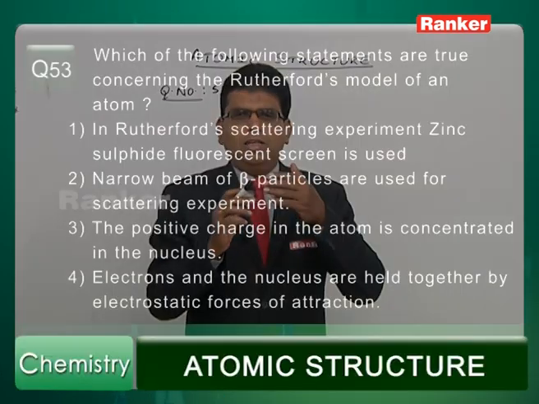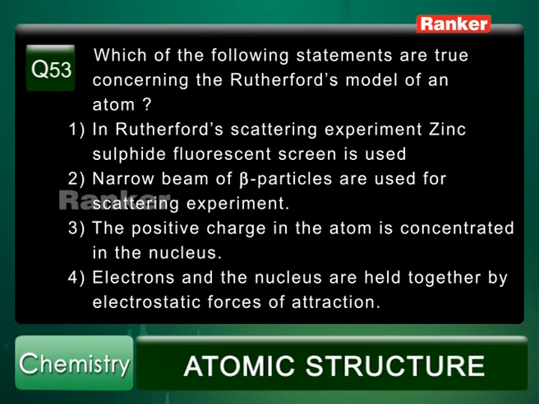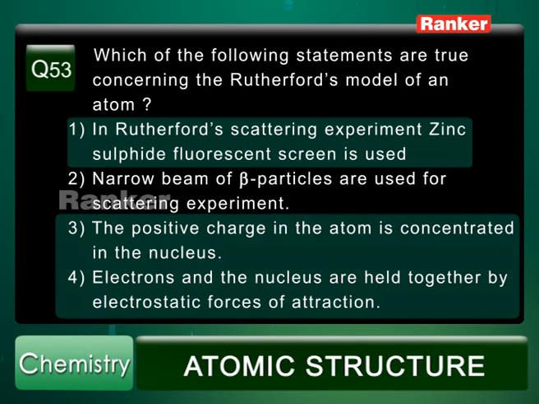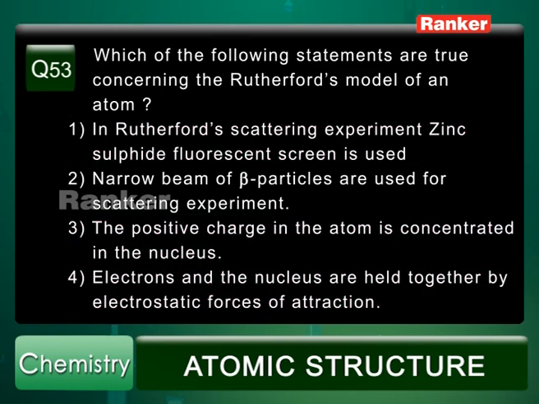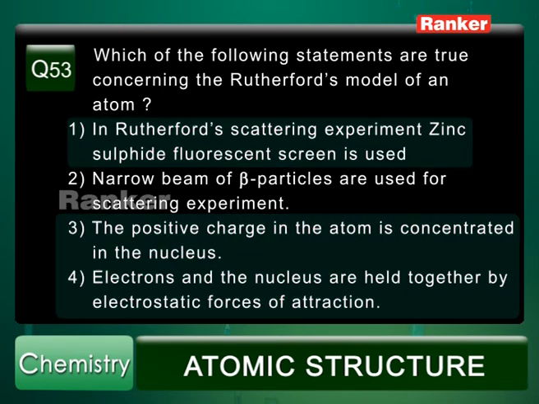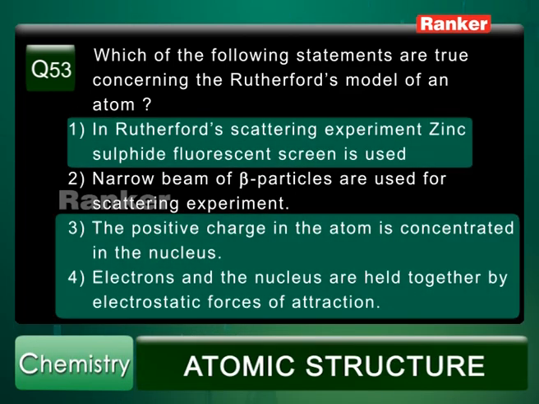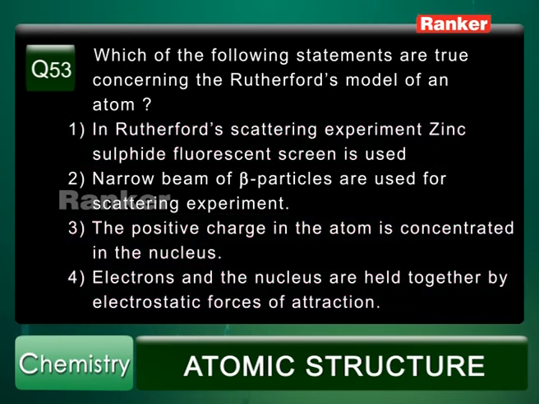The positive charge in the atom is concentrated at the center. Yes, it is correct. Electrons in the nucleus are held together by electrostatic force of attraction. Yes, that is also correct. So options 1, 3, 4 are correct. It is the zinc sulfide fluorescent screen that is used, and the positive charge in the atom is concentrated at the nucleus, that's at the center. Electrons are revolving around the nucleus and are held by electrostatic force. So the correct answers are option 1, 3 and 4.